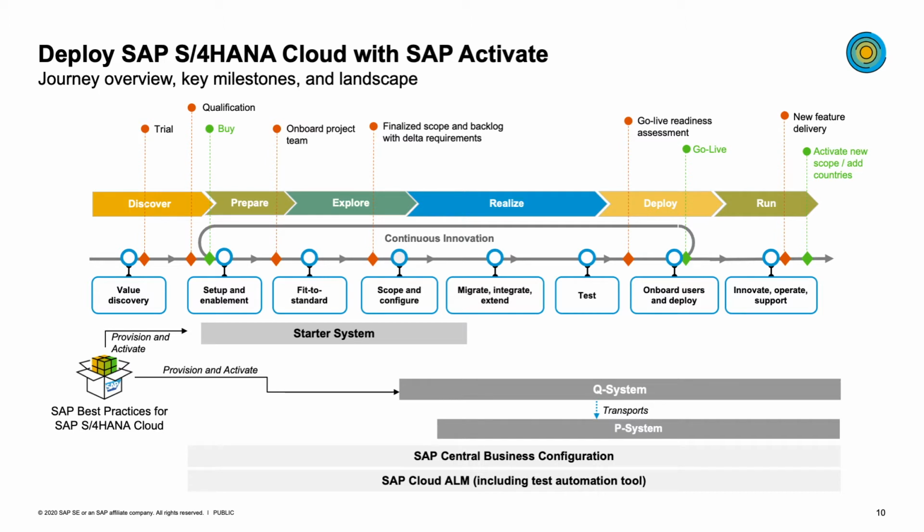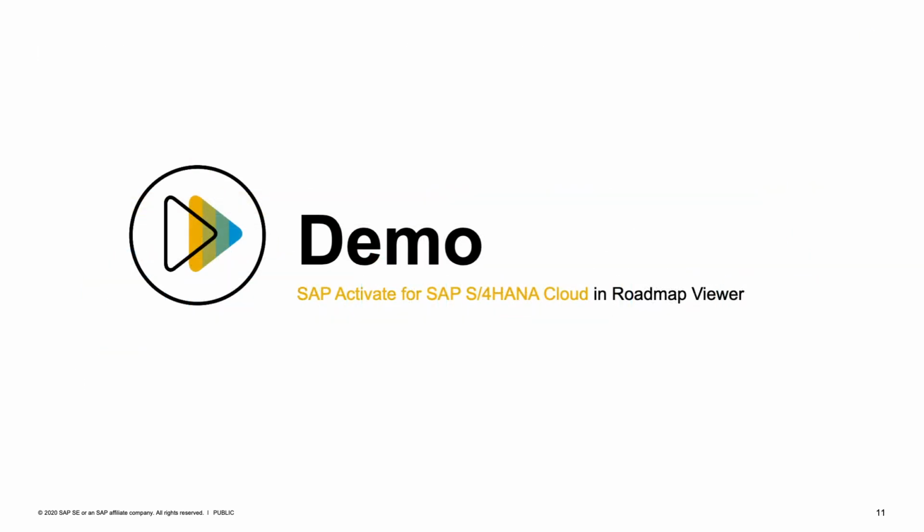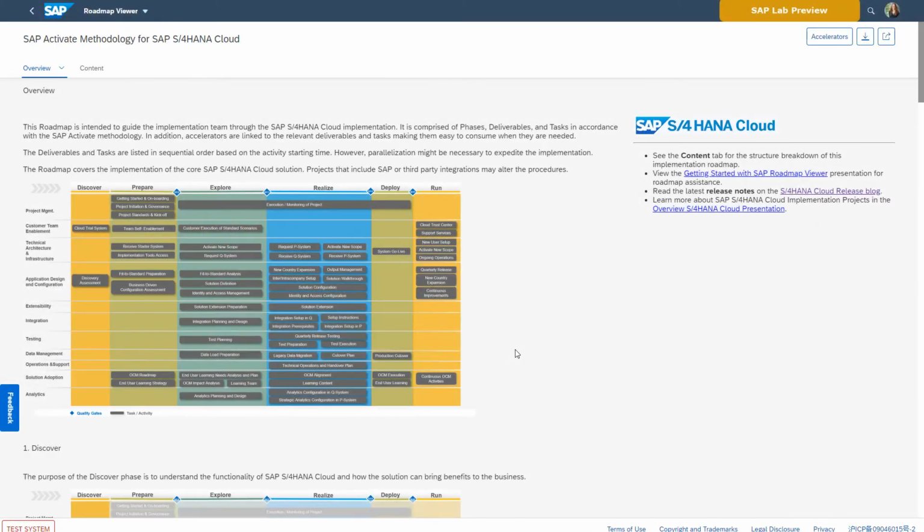Underneath the picture of the landscape, you can see also the configuration environment with SAP Central Business Configuration and SAP Cloud ALM, including the testing capabilities that are in Cloud ALM. So that's how SAP Activate looks like. Now we're going to take a look at another demo of Roadmap Viewer, where Kelsey will show us a couple of tasks and examples from Roadmap Viewer of how Activate looks like. Over to you, Kelsey. Thank you, Jan.